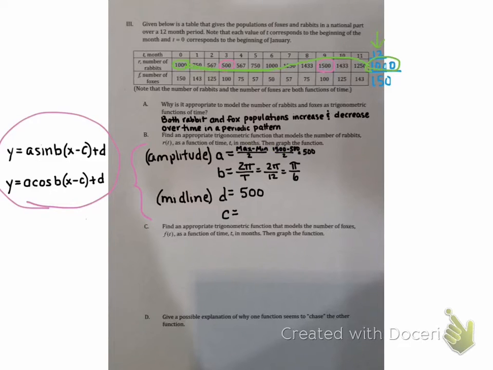I like to think about those two functions, and in general, the sine function will always start at the midline, okay? Whereas the cosine function will always start at the maximum. Now, if it's been reflected, okay, then it could start out at the minimum. So those are my basic guidelines to figure out, am I doing the sine or the cosine function? That's a good key for me.